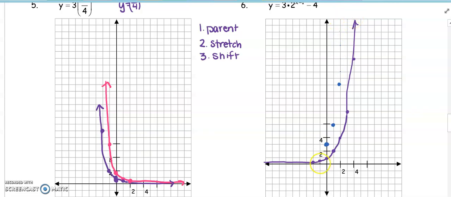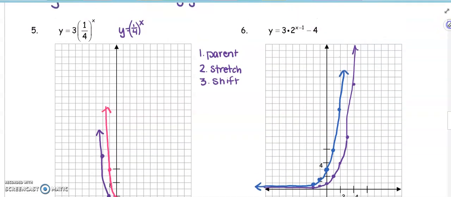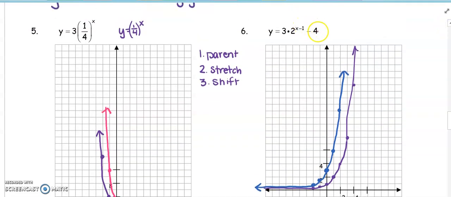That's fine. This one was at -1, 1/2. So now it's at -1, 3/2. We were at -2, 1/4. Now we're at -2 and then 3/4. And it's still going to approach that x-axis. So we've taken care of the stretch, and now we've got to take care of the shift. We are at 2 to the x minus 1 and then -4.